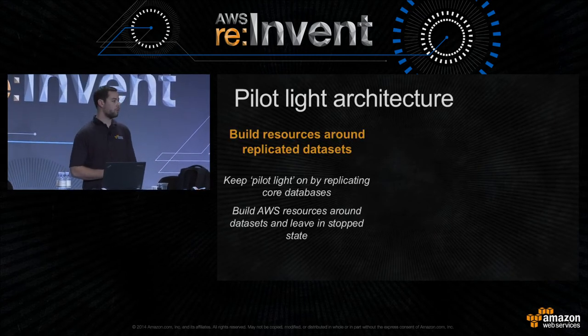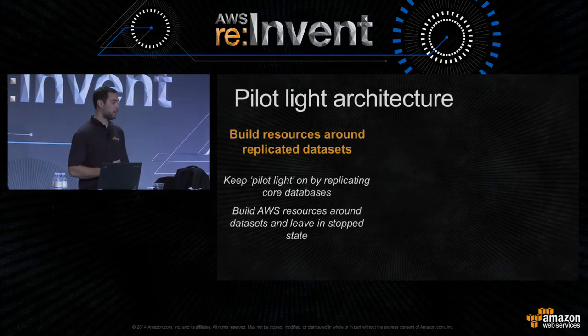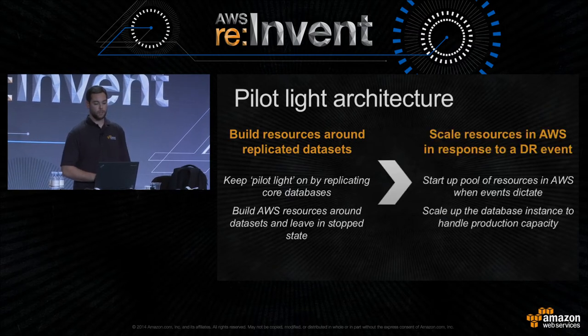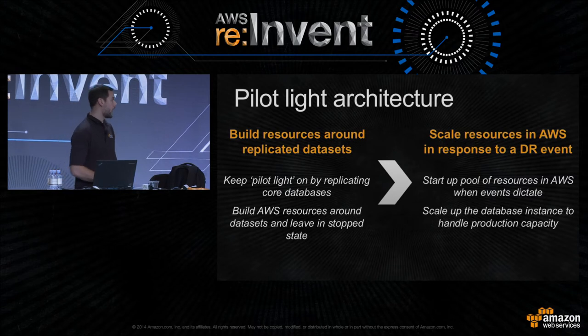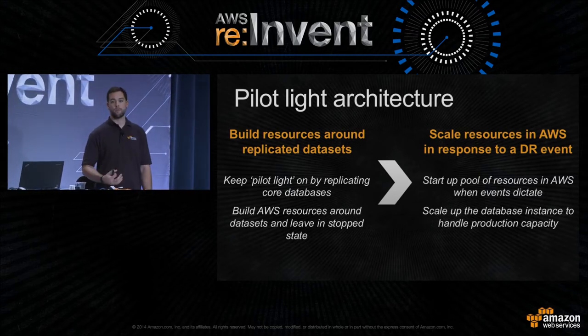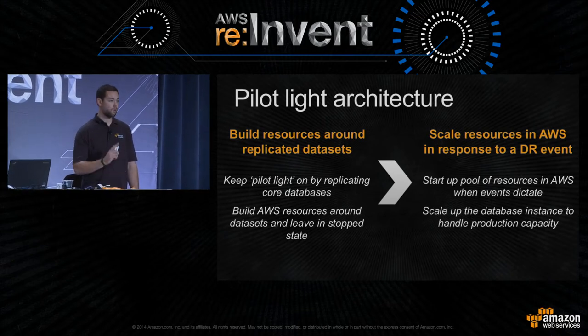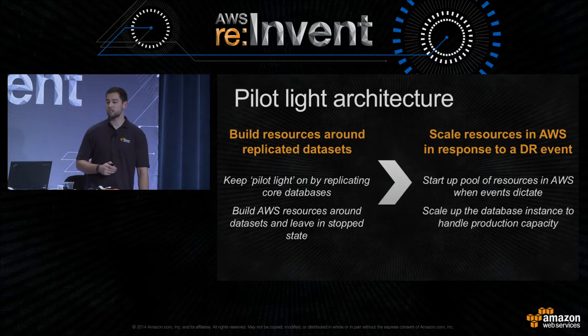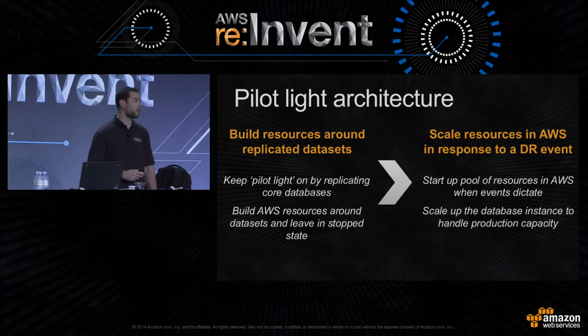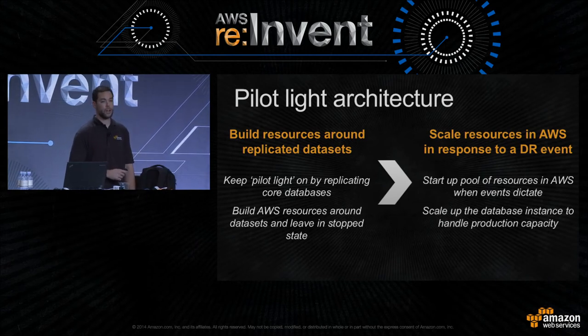So basically what you're doing is you're building resources around your replicated data sets, so your databases, okay? Now, you scale resources as you need them, right? So if you have a DR event, you scale up the resources that you need. But first you want to have the data sitting in AWS so it's there and ready to go. As far as this solution goes, it does cost more than backup and restore, but you do get a much better RPO/RTO, so a lower time to recover and less data loss because you are replicating.